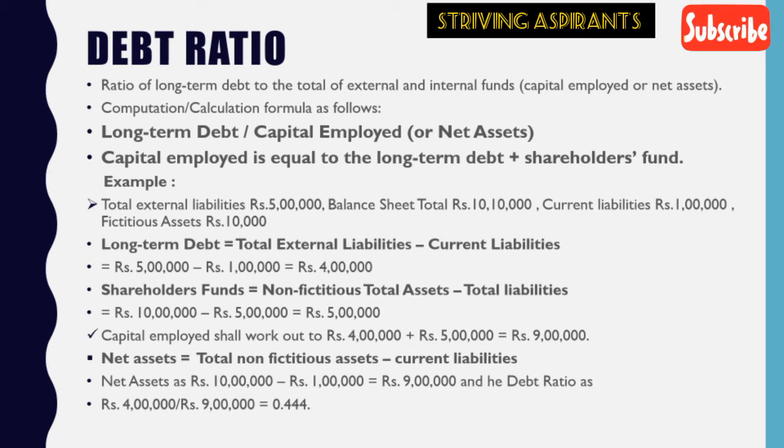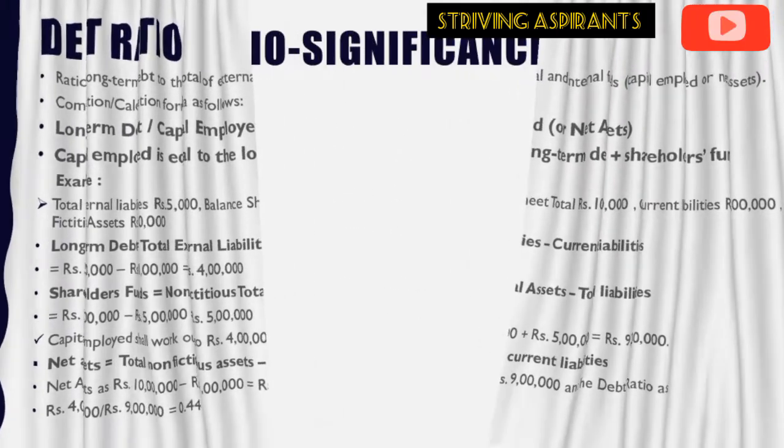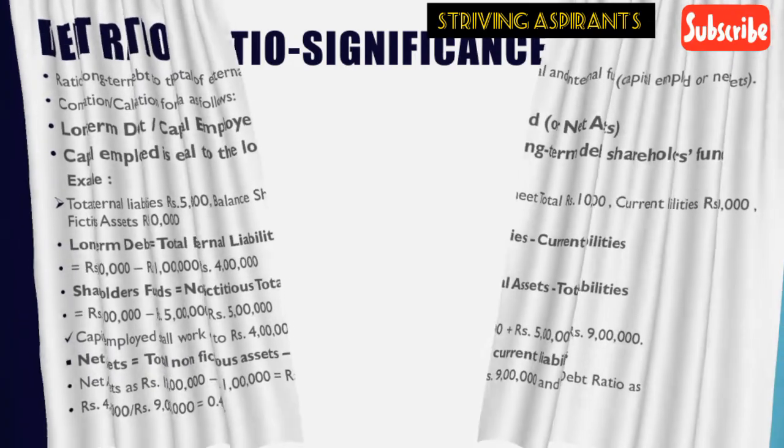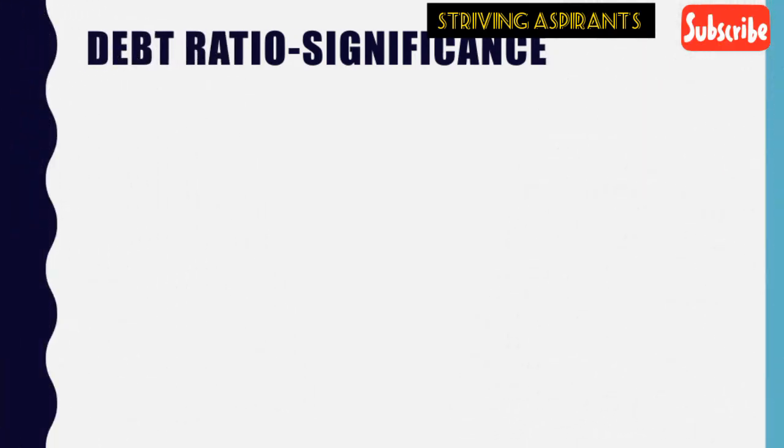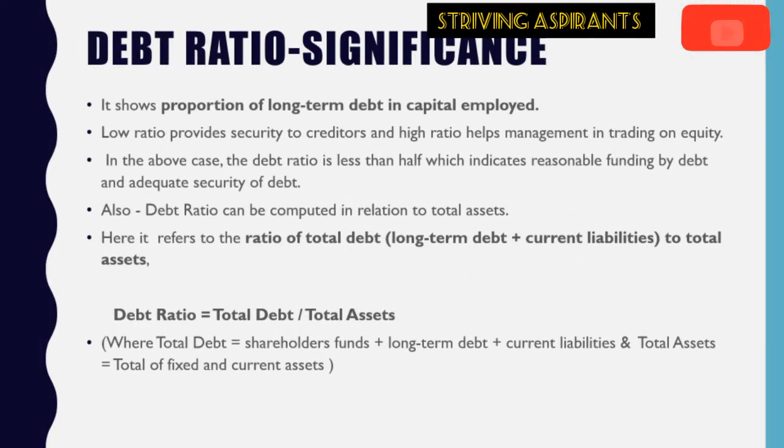Let us check some points related to debt ratio. As we have seen, the debt ratio is the proportion of long-term debt in capital employed. The low ratio provides security to creditors and high ratio helps management in trading on equity. In the above case, the debt ratio is less than half, which indicates reasonable funding by debt and adequate security of debt.